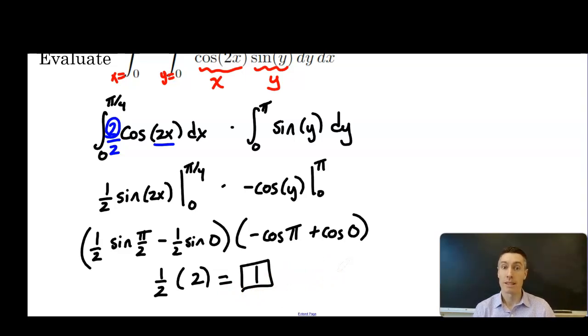There was an earlier example that could have also been done as a separable integral, but at the time we didn't know that that was a possibility. And that was the example on the slide with Fubini's theorem.